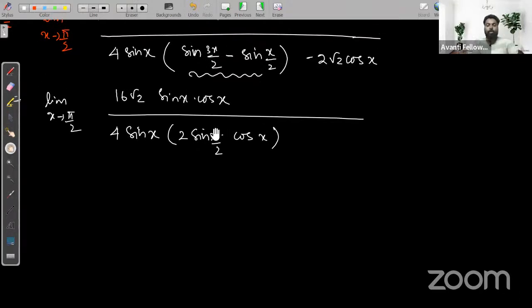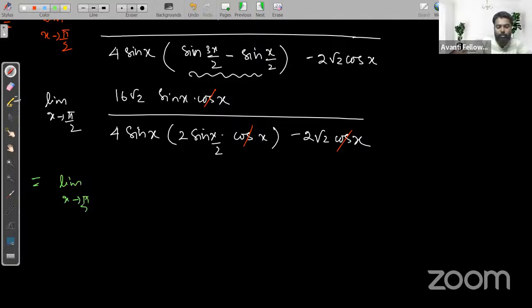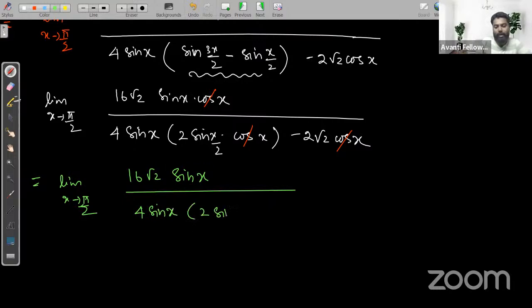Now this becomes 2 into sine of x by 2 into cos x, minus 2 root 2 into cos x. Now from the numerator and also from the denominator, we can cancel cos x. So after cancelling, what do you have till now? Limit x extending to pi by 2, in the numerator you have 16 root 2 sine of x divided by 4 into sine of x into 2 sine of x by 2 minus 2 root 2.